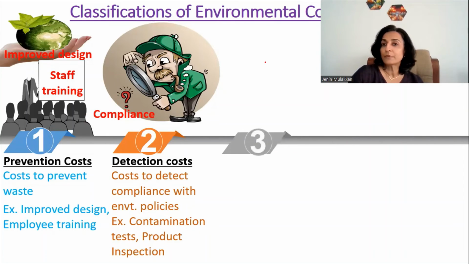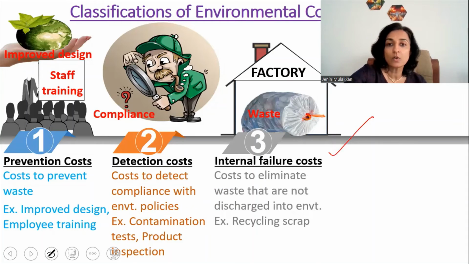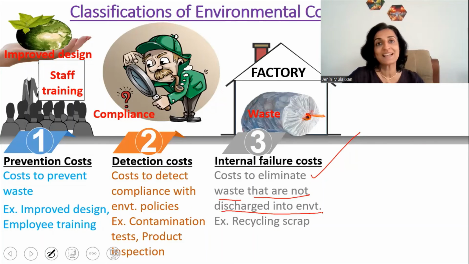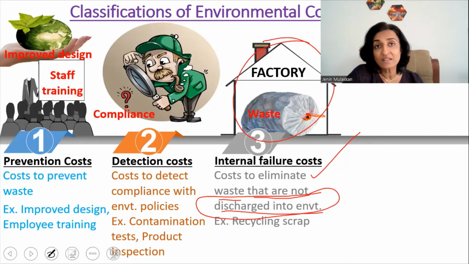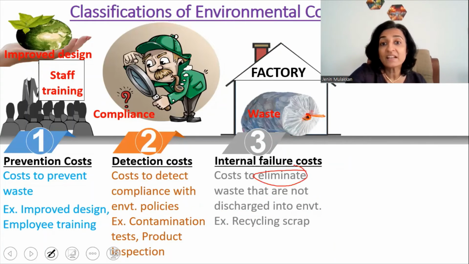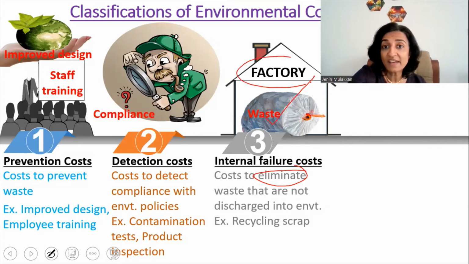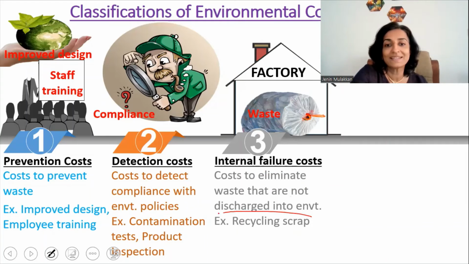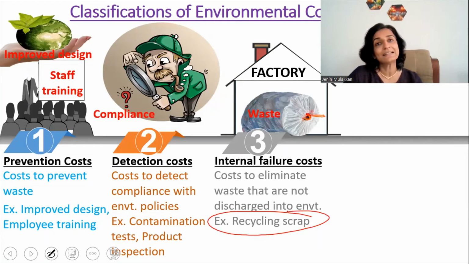Now, the third type of cost is the internal failure costs. Internal failure costs are costs to eliminate waste that is not discharged into the environment. So the production process has been completed and certain waste has been produced. All the expenses we incur to eliminate such waste which is there in the factory premises are known as internal failure cost. Why is it called internal? Because it is within the factory. So an example is recycling the scrap.